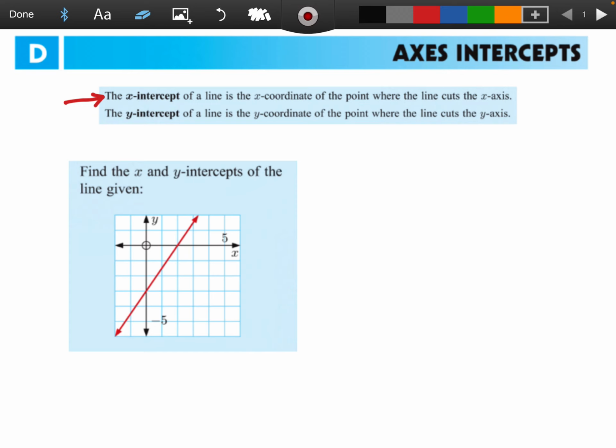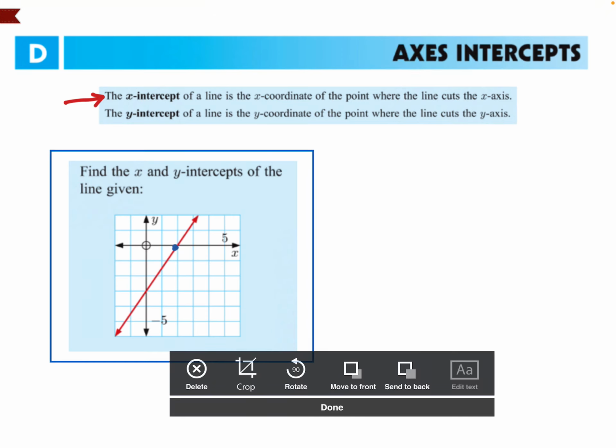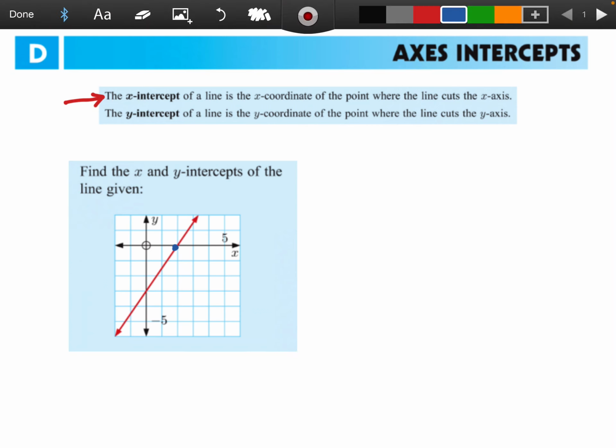Again, the y-axis is vertical, so the point where it crosses would be right there. Okay, great, that's all there is to it. It's just the point where that line crosses either the x or the y axis. So the example here wants us to find the x and y intercepts of the line given below. Again, we're just indicating where that line crosses the x-axis.